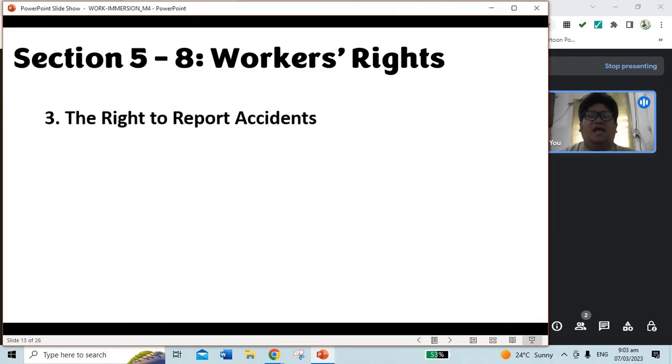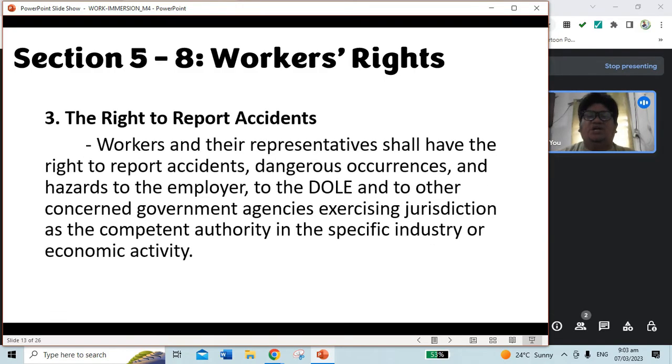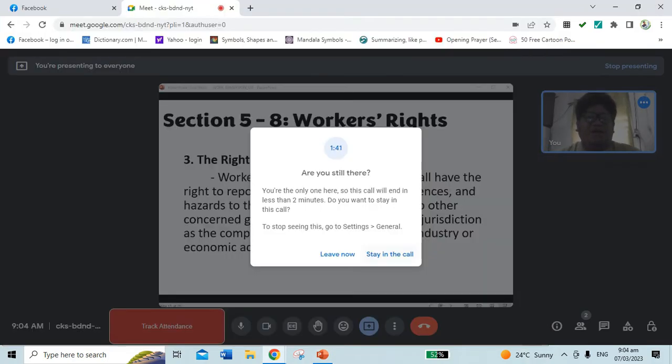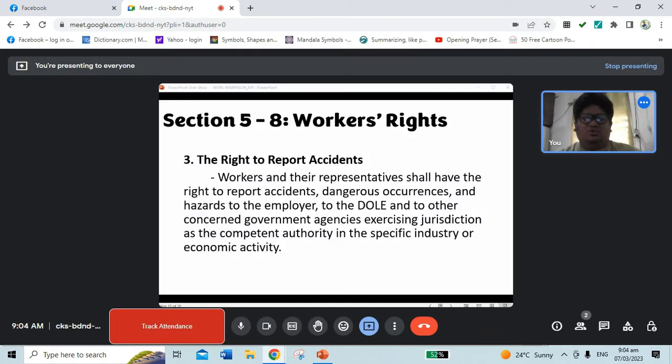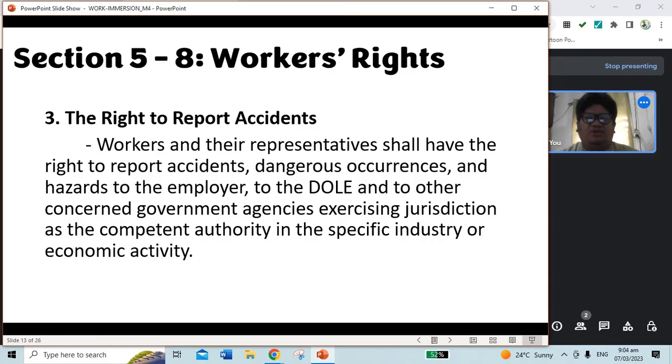Another one, the right to report accidents. Workers and their representatives shall have the right to report accidents, dangerous occurrences, and hazards to the employer, to DOLE, and to other concerned government agencies exercising jurisdiction as the competent authority in the specific industry or economic activity. So kung may mga hazard sa inyong workplace, you have to report that to your boss, to the employer.